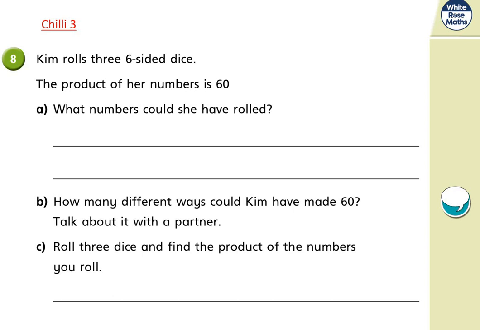Question 8 is for chili 3. Kim rolls 3 6-sided dice. The product of her numbers is 60. What numbers could she have rolled? How many different ways could Kim have made 60? And then roll 3 dice and find the product of the numbers you roll.